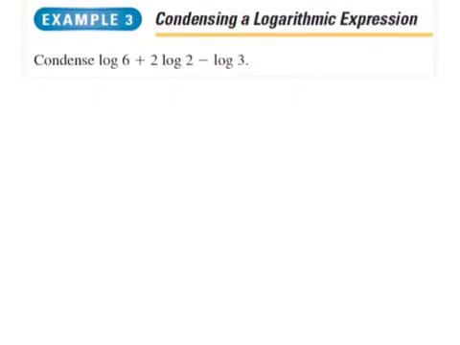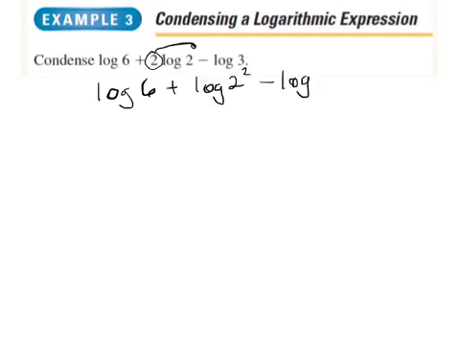Okay, we're going to do the reverse of what you just saw. So we have 3 logarithms here, and I usually work left to right. But I also need to start with my powers first. So anytime I see a coefficient, I need to bring that power up before I can add or multiply or divide or anything. So the first thing I'm going to do is rewrite this as log 6 plus log of 2 squared minus log of 3. And here I get log of 6 plus log of 4 minus log of 3.